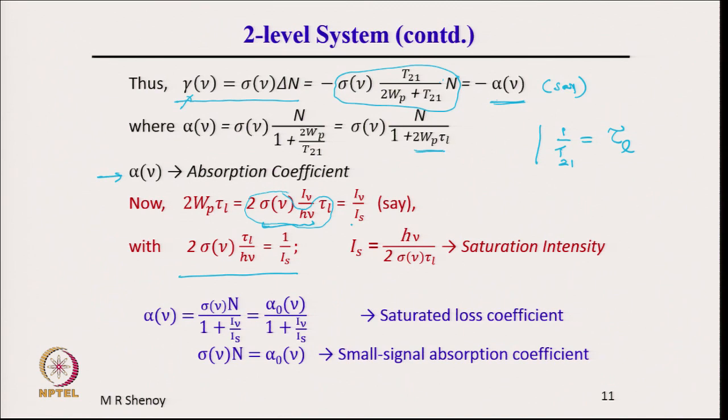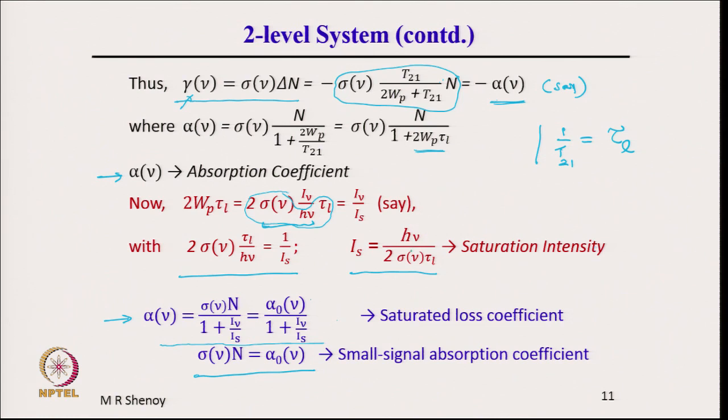And therefore, we can write alpha of nu is equal to sigma of nu into n divided by 1 plus I_nu by I_s, which again we write as alpha_0 of nu, that is, the term sigma of nu into n in the numerator we call alpha_0 of nu. The expression which we have here for alpha of nu is called the saturated loss coefficient, and the quantity I_s here is known as saturation intensity.